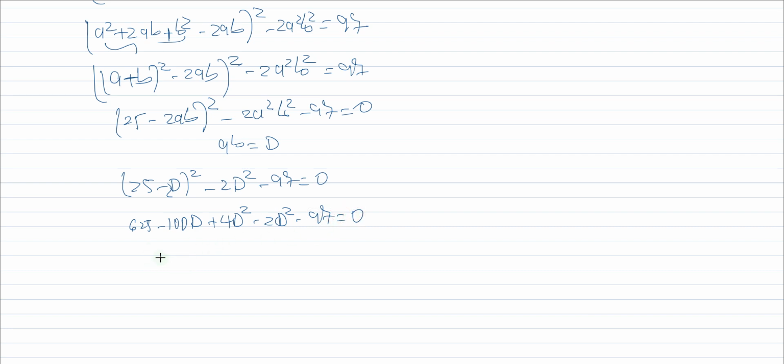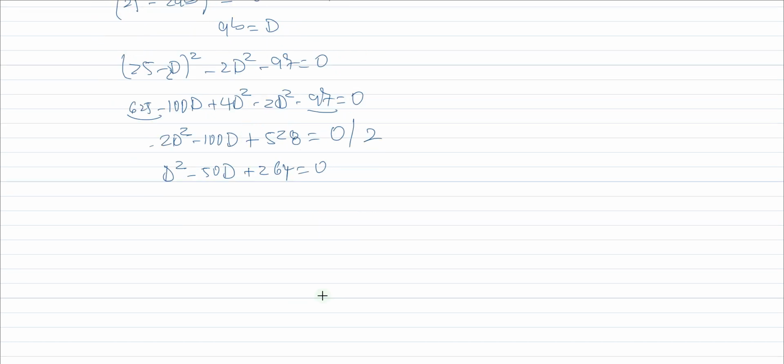And then we have 2d² − 100d, and plus here this one minus 97, it's going to be 528, and this equals 0. So I'm going to divide both sides by 2. So I'm going to have d² − 50d + 264 = 0. So this is a second degree equation, guys.